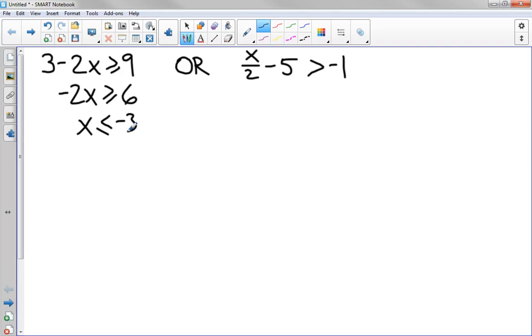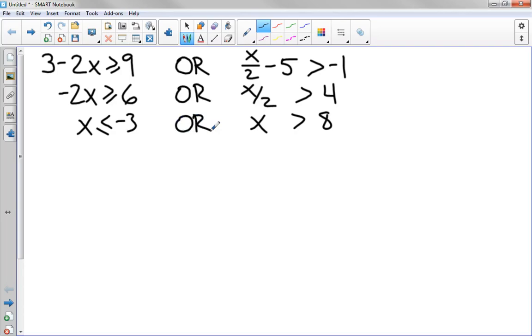So now let's go to the inequality on the right. First, I want to add 5 to both sides. So I have x over 2 is greater than 4. Now if I multiply by 2 on both sides, I get x is greater than 8. It's a good idea to keep track of this or word because it's going to be important in a minute.